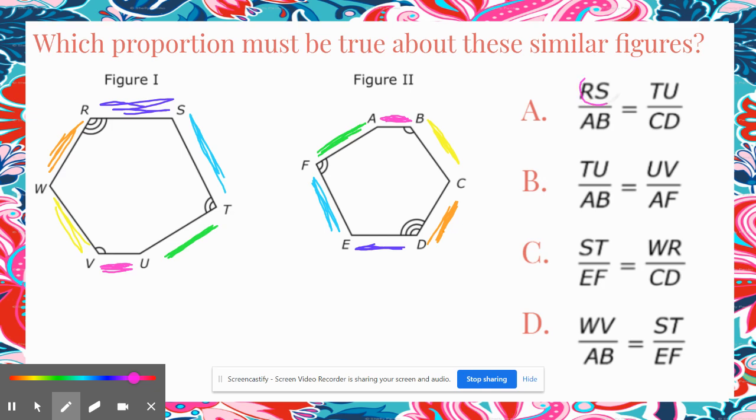So I'm going to look at RS. RS is blue. And then I'm going to look at AB. Actually, I guess I could use colors, so maybe I should do that. Okay, so RS is blue.